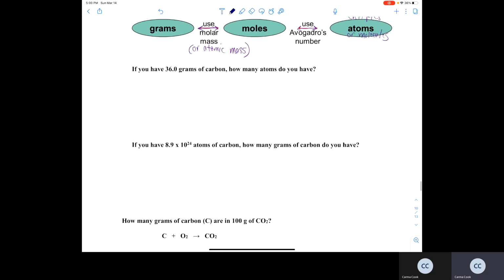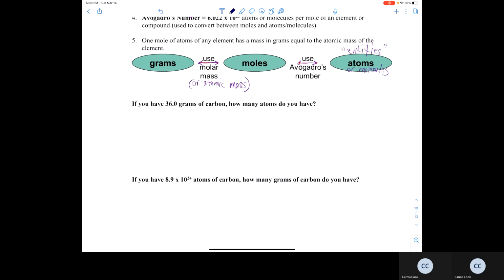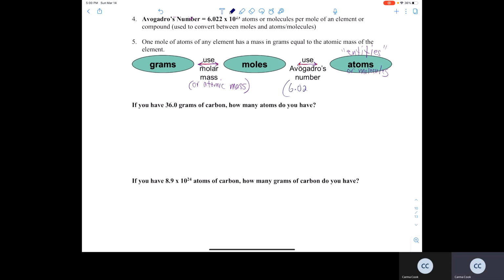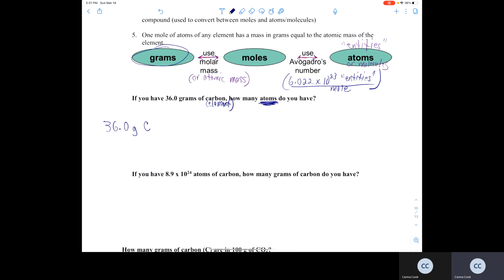So if we have 36 grams of carbon, how many atoms of carbon do we have? And remember, Avogadro's number is 6.022 times 10 to the 23rd entities per mole. And the entity can either be an atom or a molecule, depending on whether you're dealing with an element or a compound. So in this example, we're dealing with carbon, which is an element. So we want to know how many atoms of carbon we have in 36 grams of carbon. So we're here at grams. So we need to convert the grams first to moles and then convert the moles to atoms. So we have a two-step calculation to do.